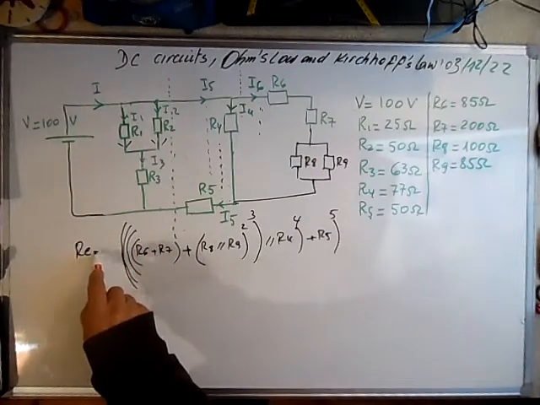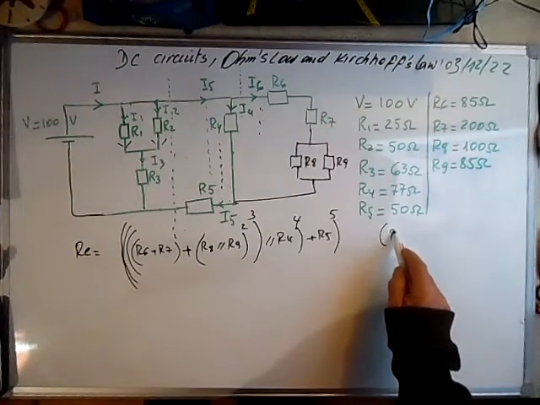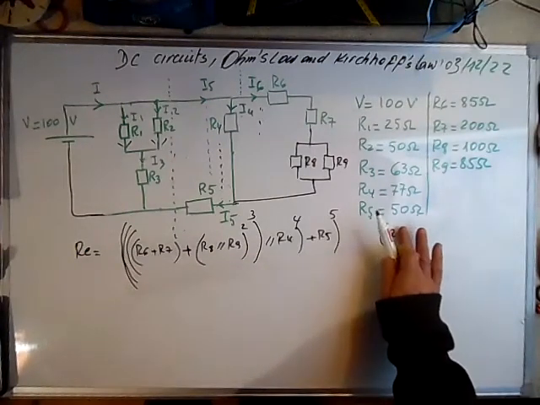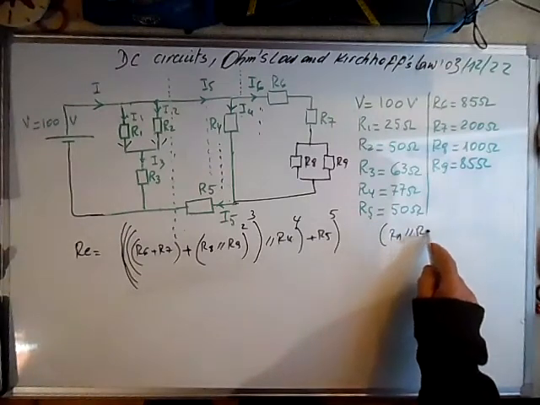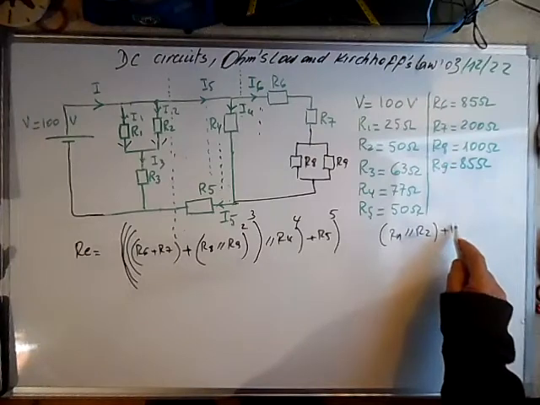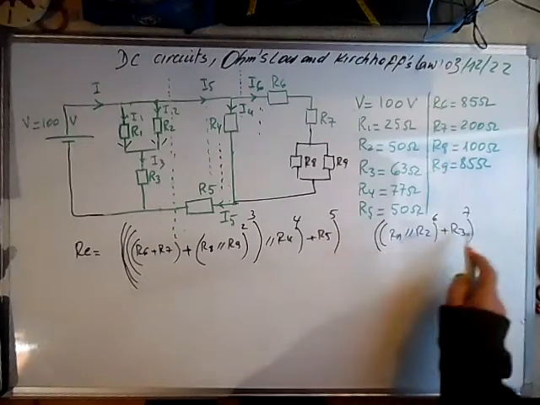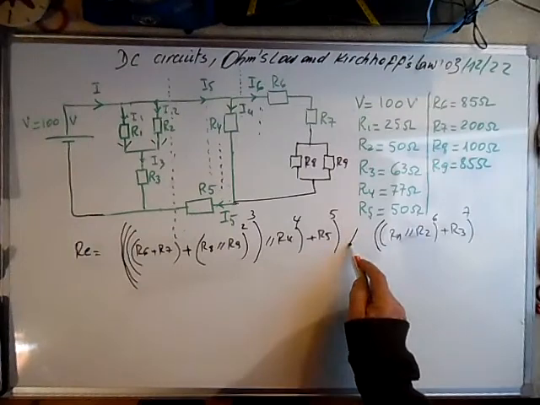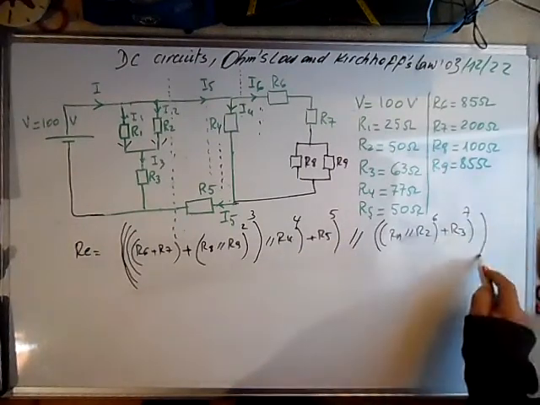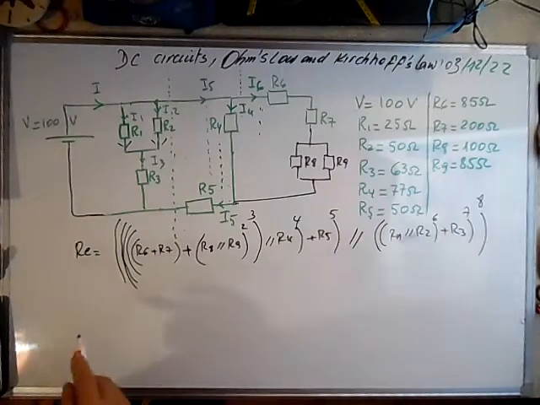And we add R5, and now R1 and R2 are in parallel, and in series with R3. This is the sixth step. Seventh step, we add R3, and these are in parallel with this, and this is our equivalent resistance, and we finished.